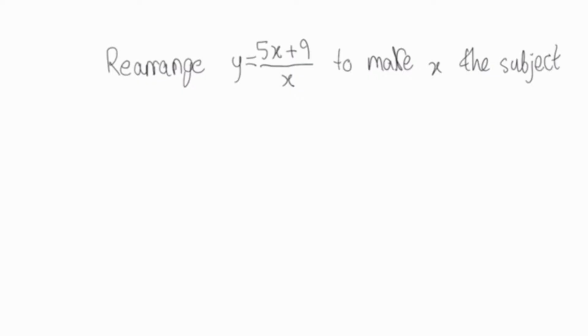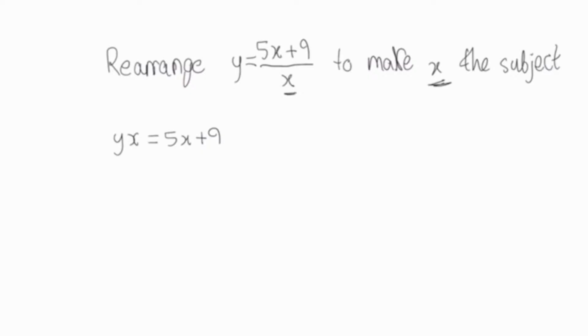So in these questions, all you want to do is somehow get all your terms with x, because that's what we're making the subject. We want to bring all our x terms to one side of the equation. So first of all, if you notice, we have a fraction, so we want to get rid of that. So multiply both sides by x. So we get yx equals 5x plus 9.